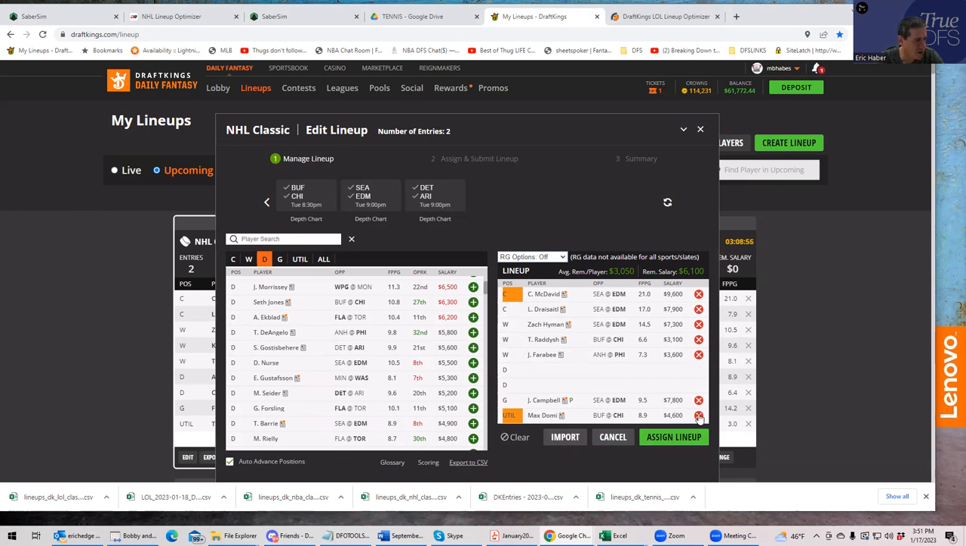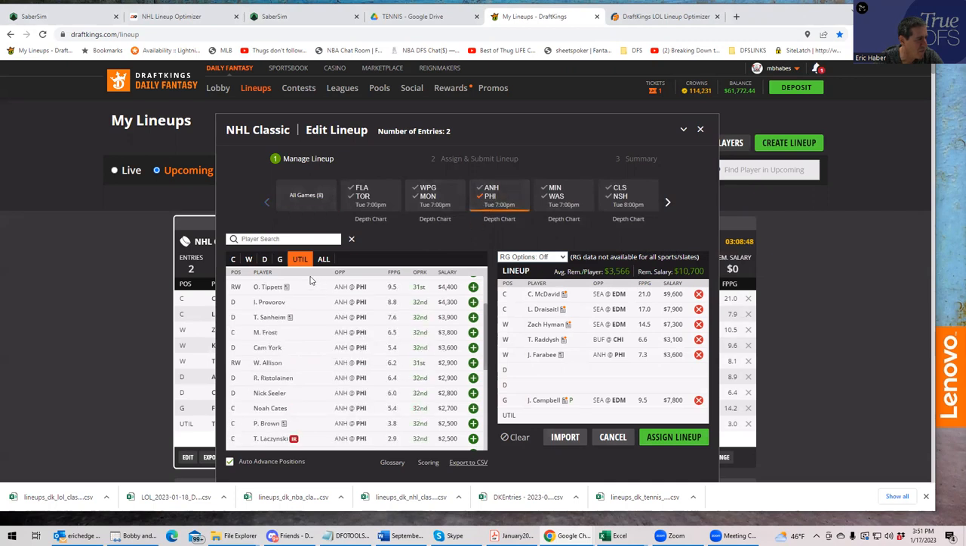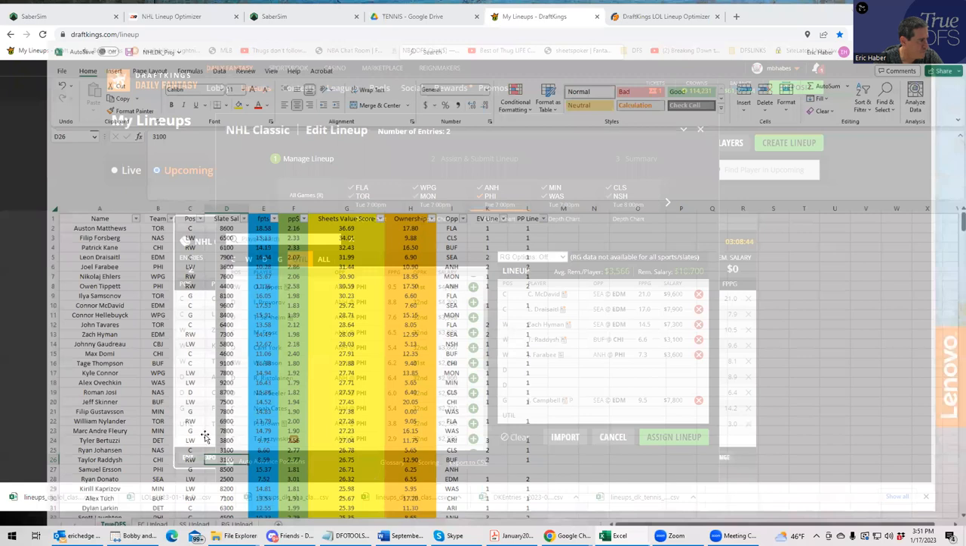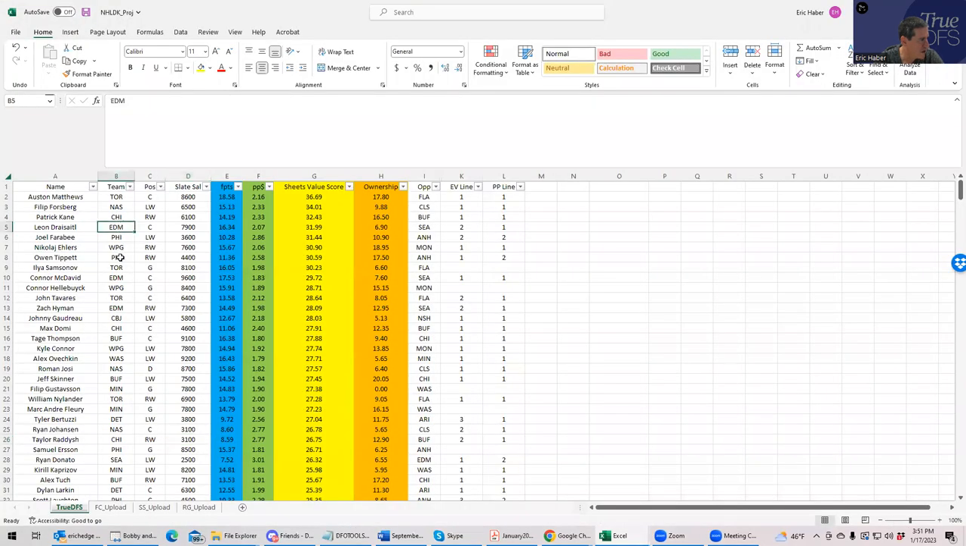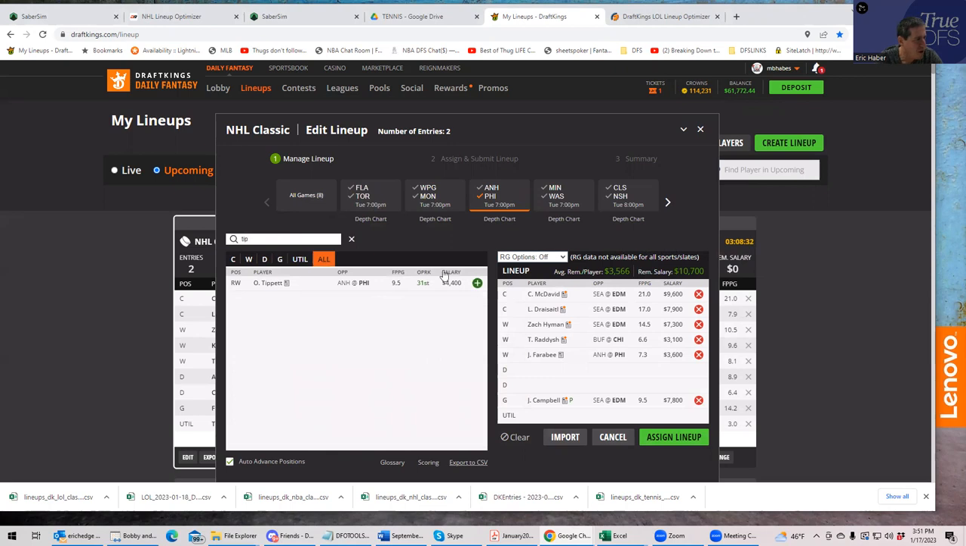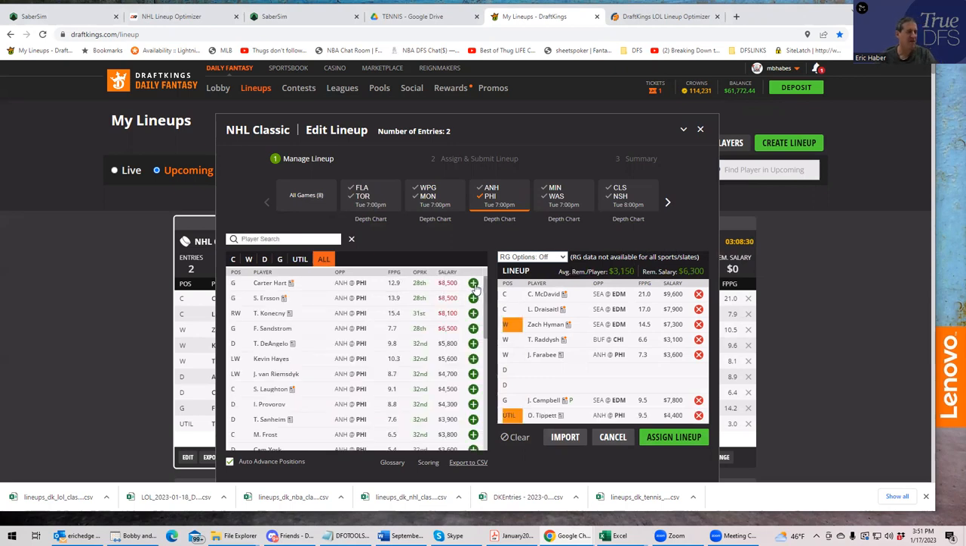Or the other thing you could do is pay down a little bit more and get the second cheapo from Philly. Who's that? Tippett. Oh, actually, he's just as cheap. You don't really get much of a difference between him and Domi anyway. So you could do this if you want to do something different and then double punt defense. You can get your Edmontons and your Torontos in. So if you're hand building, it's not such a bad idea to try to do that.